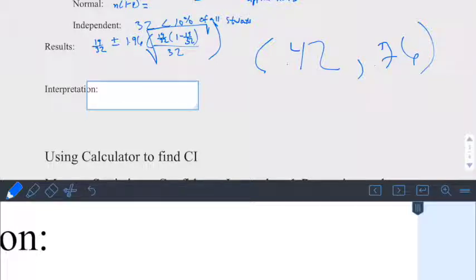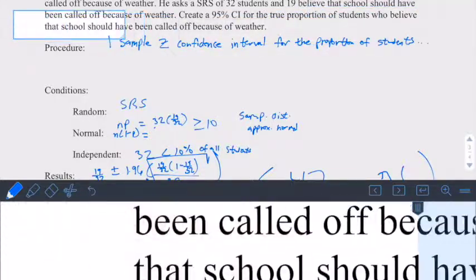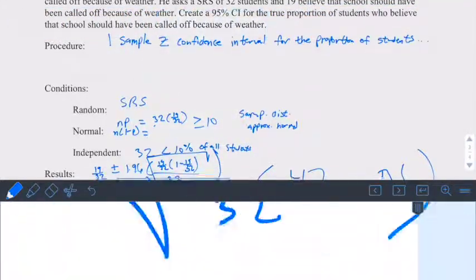And now we need to interpret. We are 95% confident that the interval from 0.42 to 0.76 captures the true proportion of students who believe the school should have been called off because of weather.